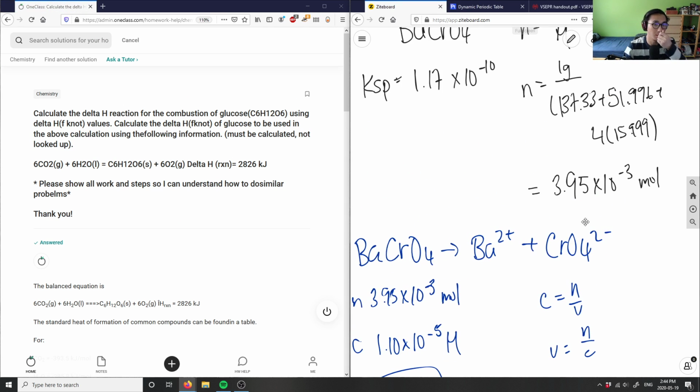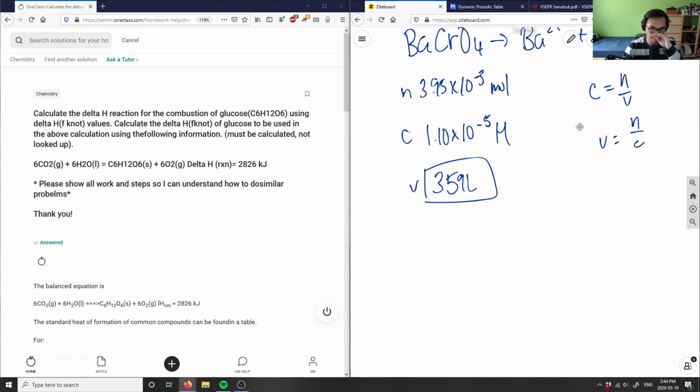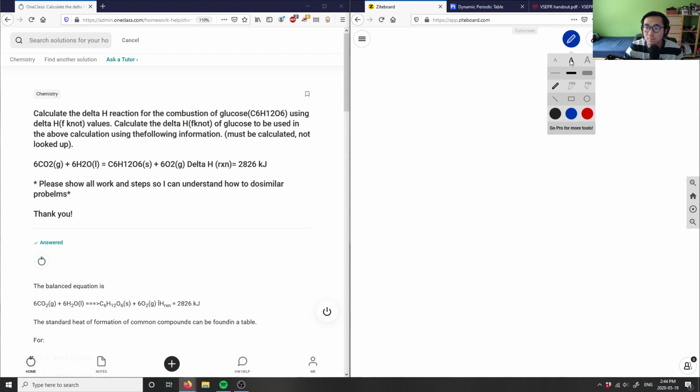Okay, let's look at number 7. Calculate the delta H of the combustion of glucose using delta H F naught values. Calculate the delta H F naught value of glucose to be used in the above using the following information. It must be calculated and not looked up. Please show all steps. Okay, so this is number 7.